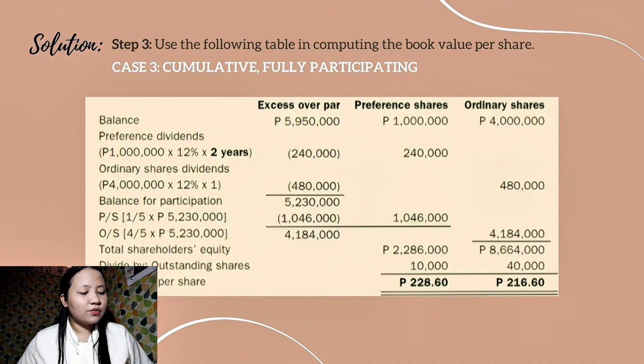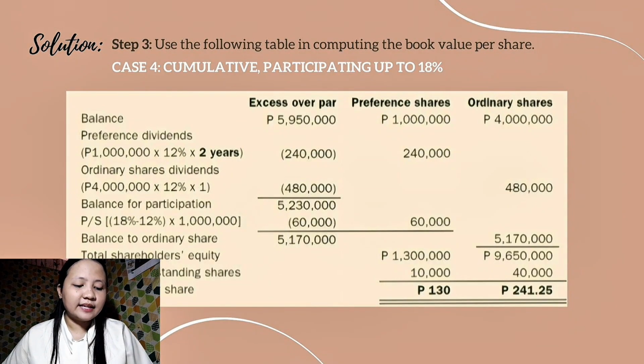So the total shareholders' equity is 2,286,000 for preference shares, and we also have a total for ordinary shares amounting to 8,664,000. Then we divide by the outstanding shares. So it would give us the book value per share amounting to 228 pesos and 60 centavos for preference shares, and 216 pesos and 60 centavos for ordinary shares.